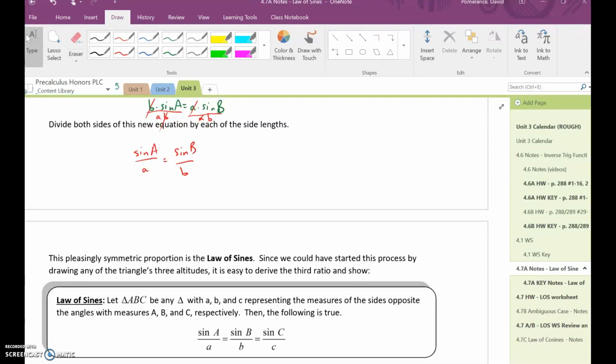Since we could have started this process by drawing any of the three altitudes of the triangle, we can do a very similar process to show that that third ratio, sine of C over C, is also equal to those other two ratios. So the law of sines states that for every triangle, the sine of an angle divided by its opposite side is constant no matter which angle-side pair you pick. Hooray.